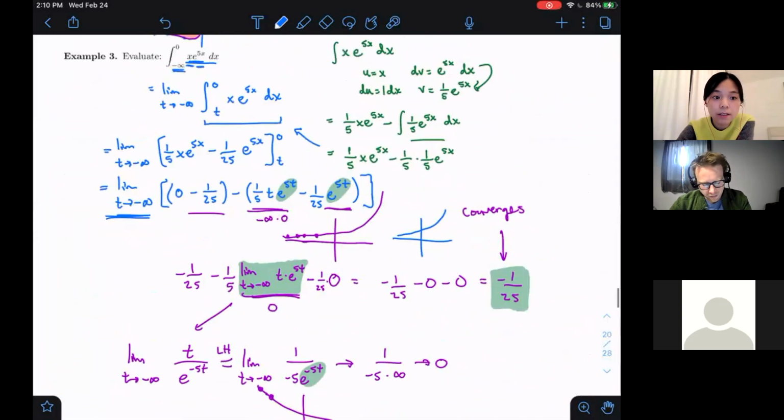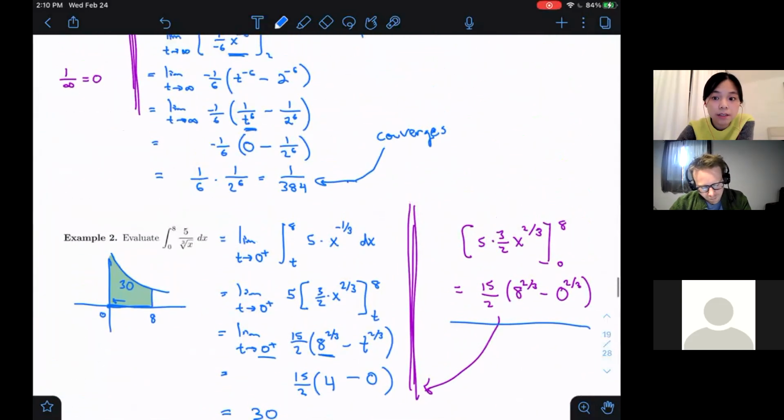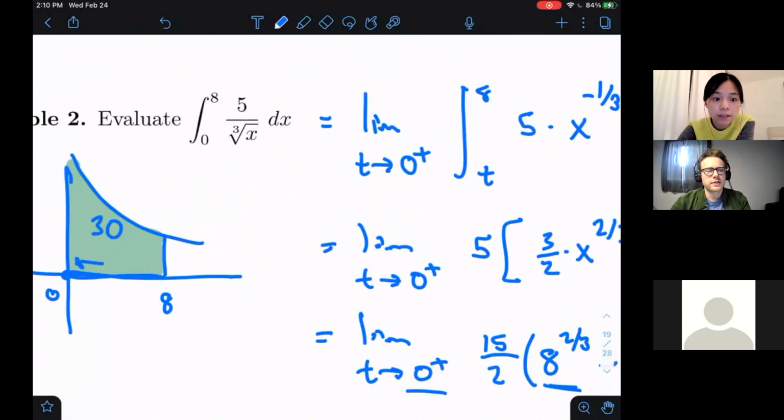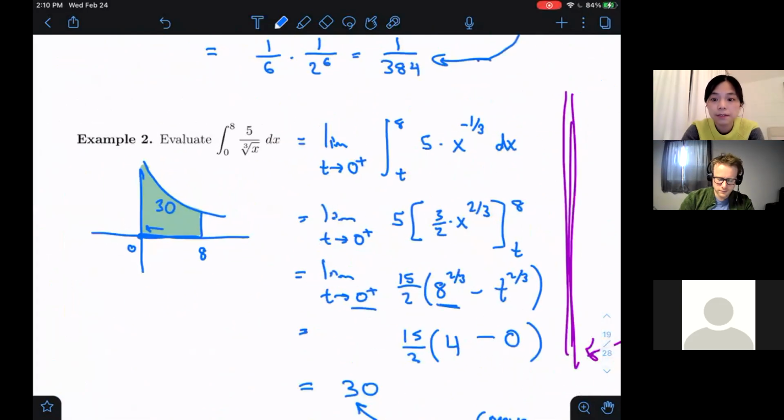In comparison, if we go back here and look at this one from 0 to 8, notice that if you were to plug 0 into the denominator, you'd be dividing by 0, and that gives us a discontinuity there. And so we have to be careful and set up one of these limits and all that sort of stuff. Does that kind of make sense? Yeah, thank you. Cool. No problem.